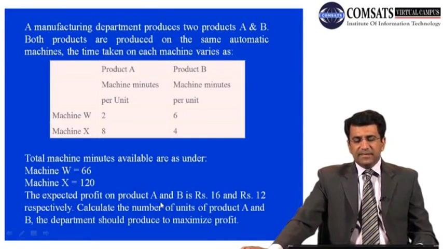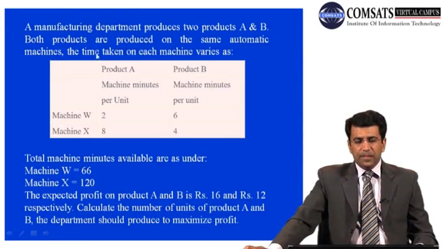Now class, let's take another similar example. A manufacturing department produces two products, A and B. Both products are produced on the same automatic machines. The time taken on each machine varies as shown by this table. Now what is meant by this table?